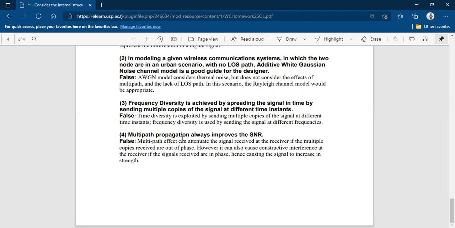So whenever we have 2 signals arriving at the receiver in phase, it is going to cause a constructive interference, which is going to improve the signal to noise ratio. But if 2 signals arrive at the same destination out of phase, it will cause a destructive interference. So the signal will cancel itself off. So it is both likely, right? It can improve, it can also degrade the SNR value, right? So it is false. It does not always improve the SNR value, right? You can go over the definition over here.